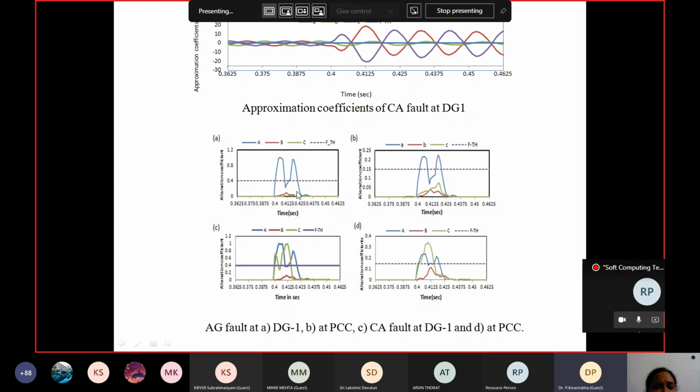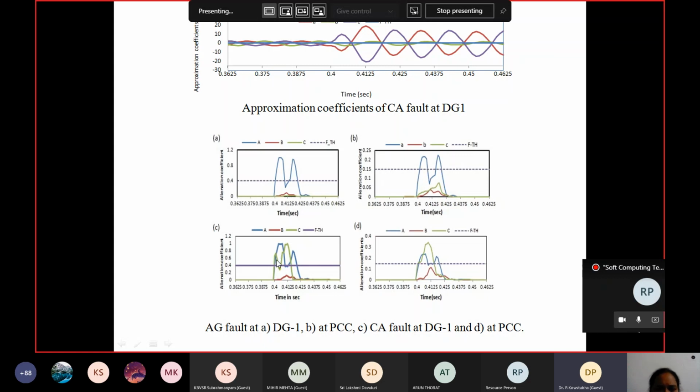And for the corresponding graphs at PCC, of course, we have introduced the fault at the DGs only, but there is a change taking place at PCC also. It affects the values at PCC also. That's why I have to retrieve the values at PCC and plot them. Here 0.15 is the threshold value. The healthy phase is under the threshold value. The faulty phase is above it.